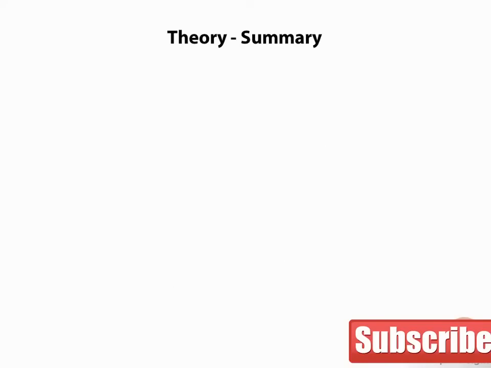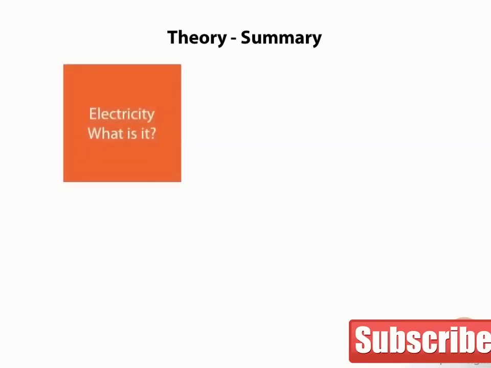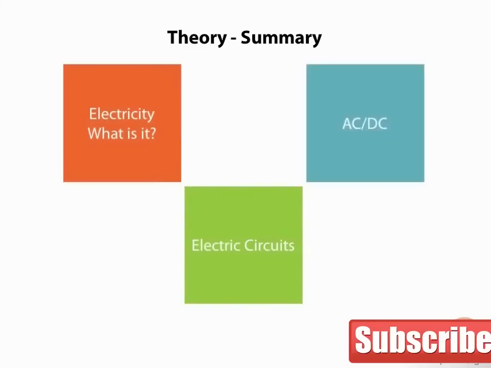So this brings us to the end of our theory section. By now we should have a good understanding of what electricity actually is, and the difference between static electricity and electric current. We should be able to identify different types of electric circuits: series and parallel, simple and complex. We should also understand the differences between alternating and direct current and their sources.